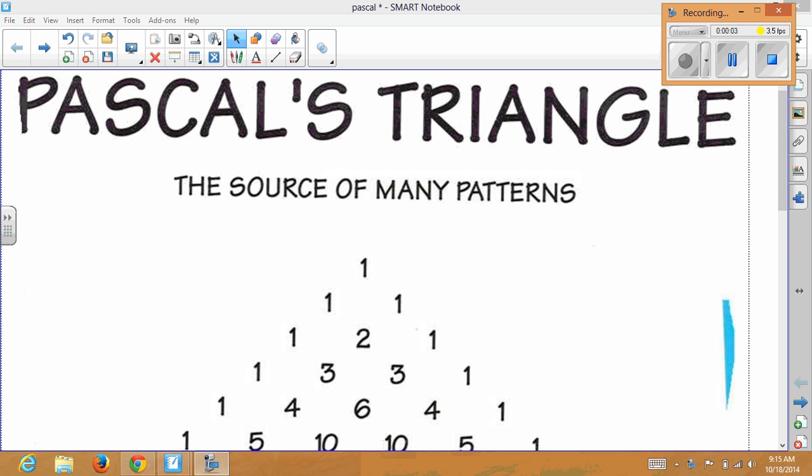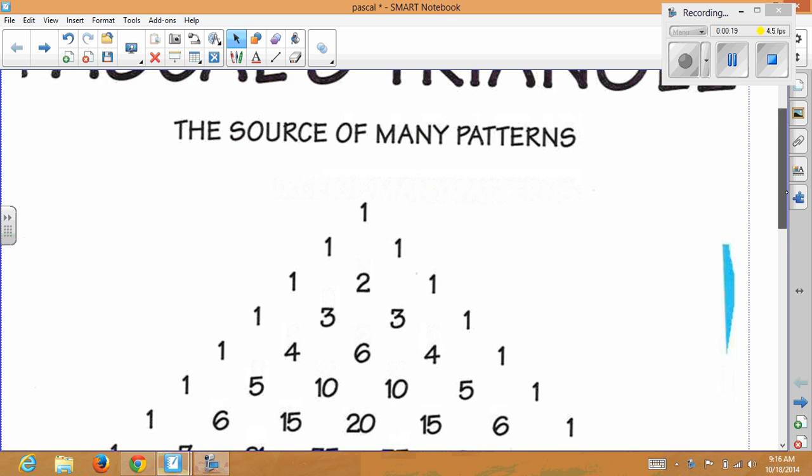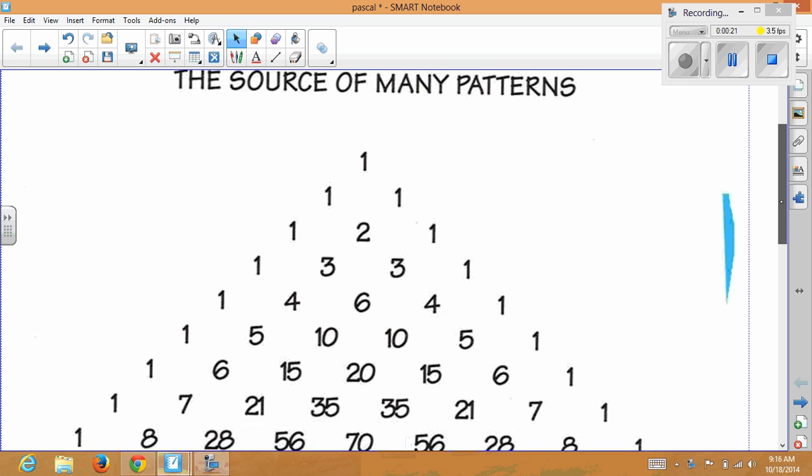Blaise Pascal was a French mathematician, and he did a lot of work with this triangle that's called Pascal's triangle. Now, he didn't invent this triangle, the Chinese actually did, but Pascal really studied it and found a bunch of set patterns in it, and that's what I'm going to be talking about today.